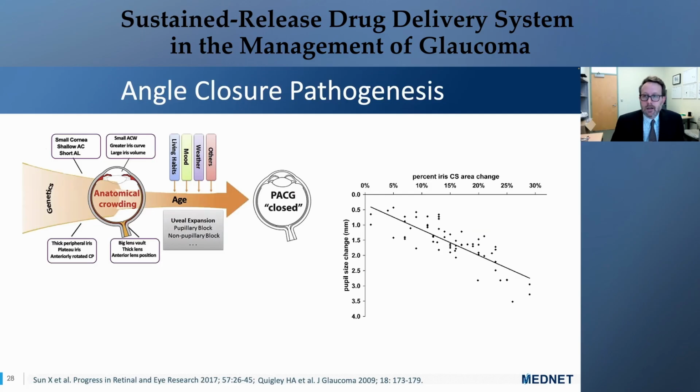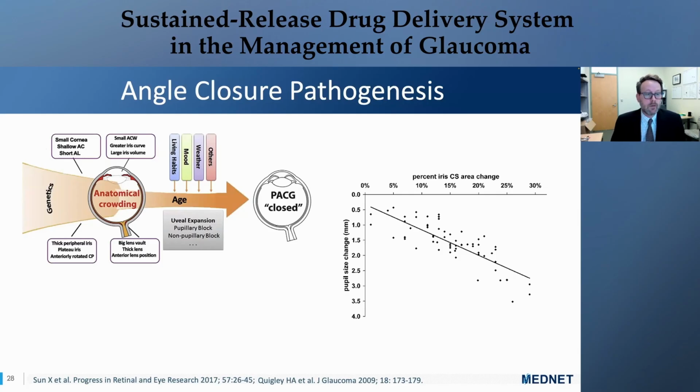And our understanding of angle closure glaucoma pathogenesis has grown over the past years as well. We've known that certain anatomic features of the eye, such as a small radius of curvature or short eye, high hyperopes, are at increased risk of angle closure, although many of them escape it.